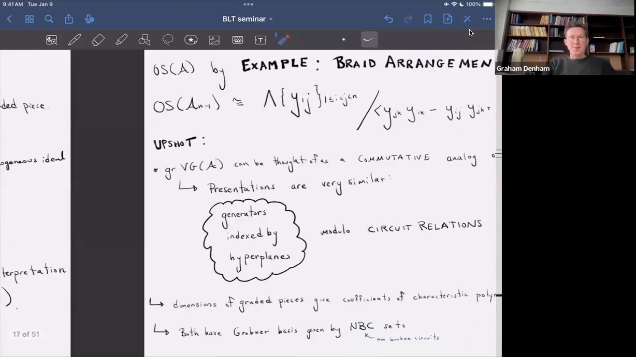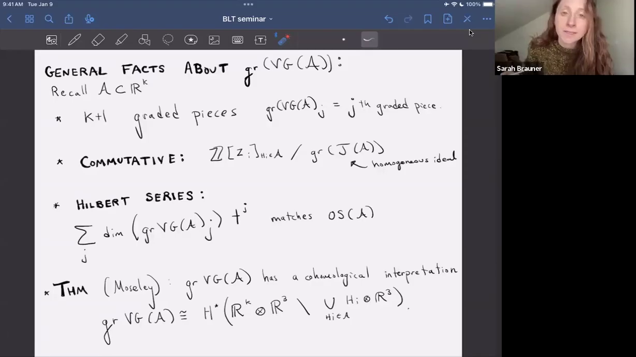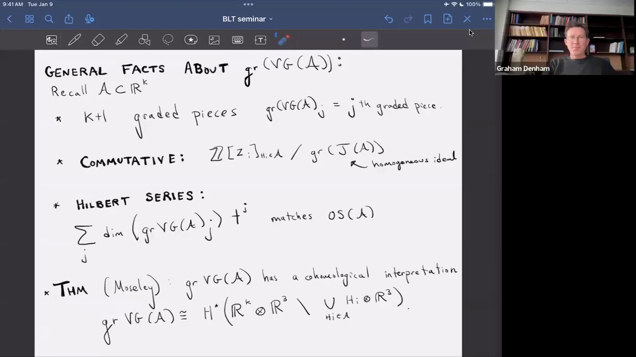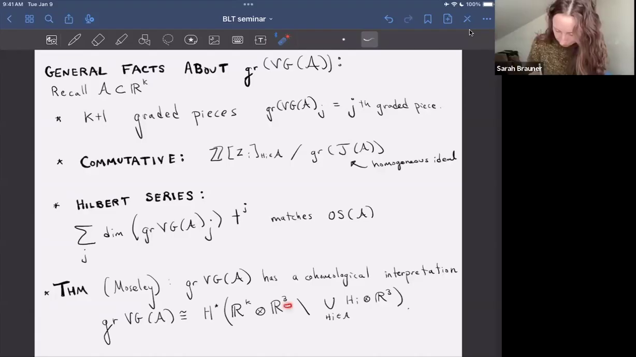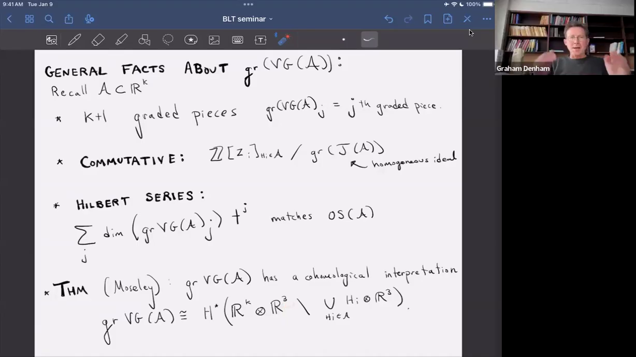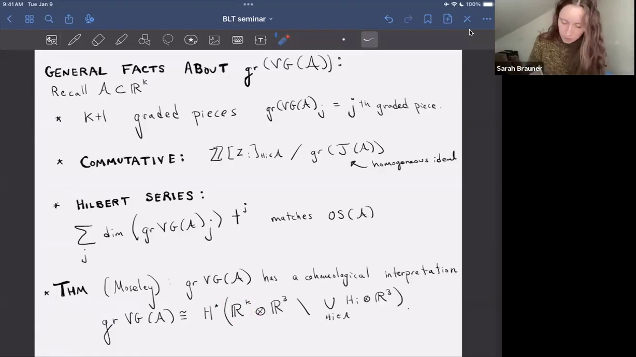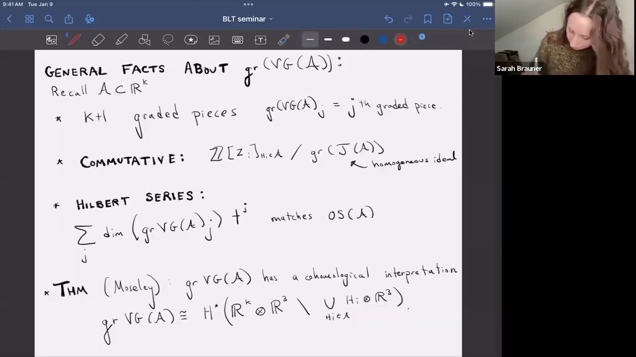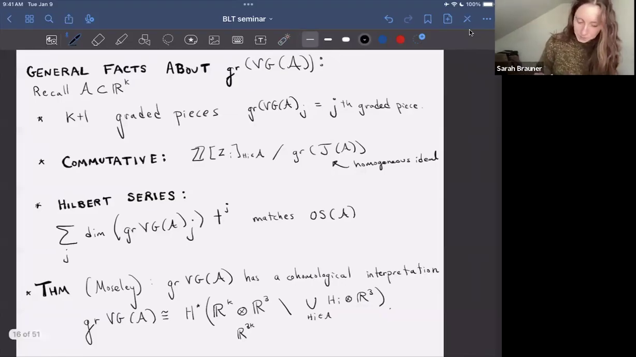Is there a 3 there? Why is there a 3 there? There's a K, but I think it's a 3. So there should be a 3 here and a K here, I think. Because the idea is you tensor the ambient space by R3, so basically you're thickening everything by R3. So I could also write this as, and actually any odd number bigger than 3 would be the same.